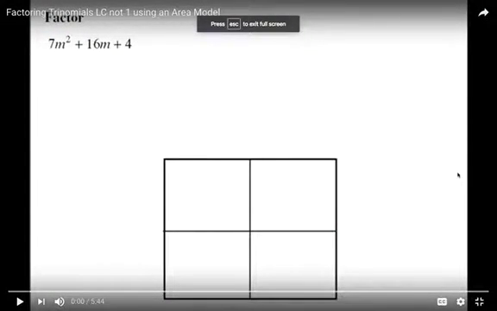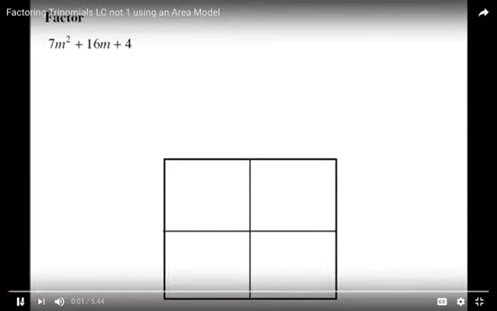Okay, we're going to look at how to factor a quadratic expression if the leading coefficient is greater than 1, or I should say is not 1. And so we're going to look at this first one, 7m squared plus 16m plus 4.